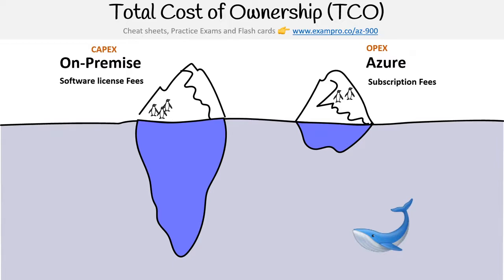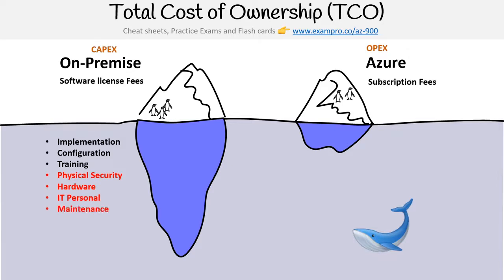So on the left-hand side, if you are on-premise, you have to deal with the implementation, the configuration, and the training, but you also have to deal with the physical security of your building. You have to pay for the hardware. You have to pay for the IT personnel. You have to deal with maintenance. Now, on the right-hand side, on the cloud, you still have to do implementation and configuration and training, but that's about it. So there's a big difference in terms of what you have to do.